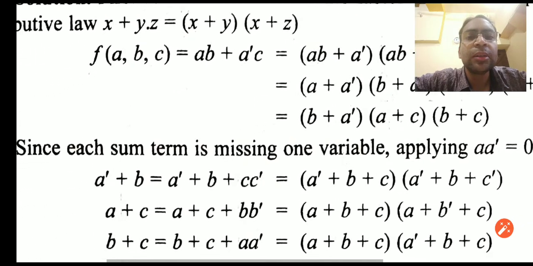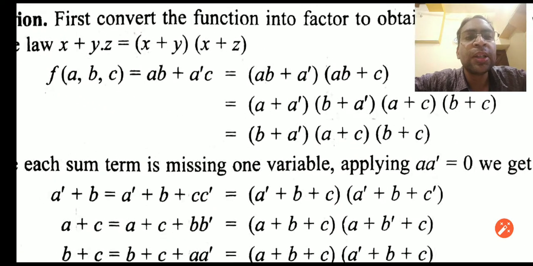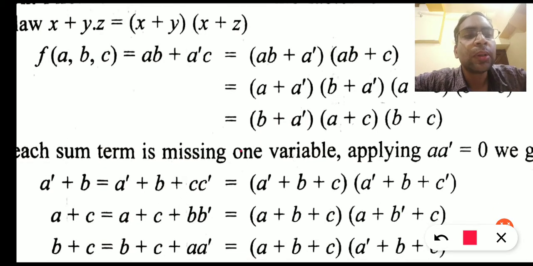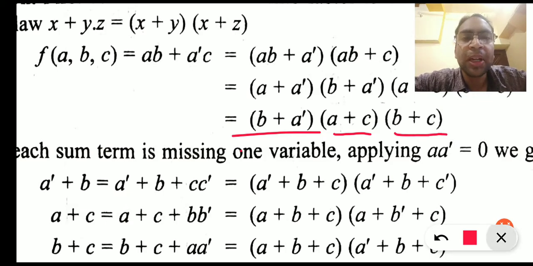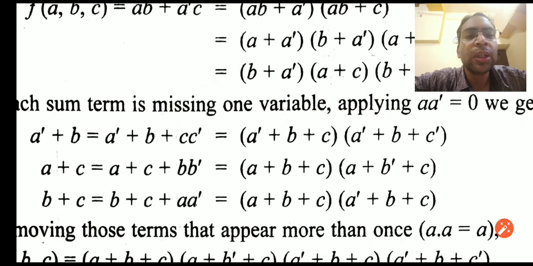So now we see that each sum term is missing one variable. In the first term, b plus a bar, we are missing c. In the second we are missing b, and in the third we are missing a. So in all these we'll have to apply the theorem of complement. So let's see. For the first, we have applied the theorem of complement, c dot c bar. In the second, b dot b bar. In the last, a dot a bar. And then we'll distribute this with the help of the distributive theorem, and we have got these results.